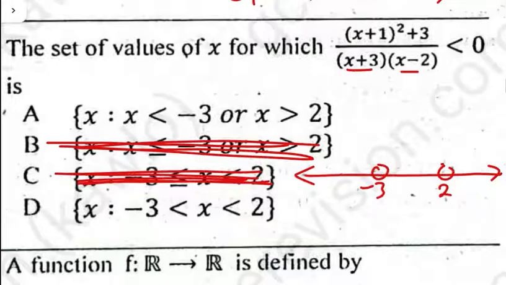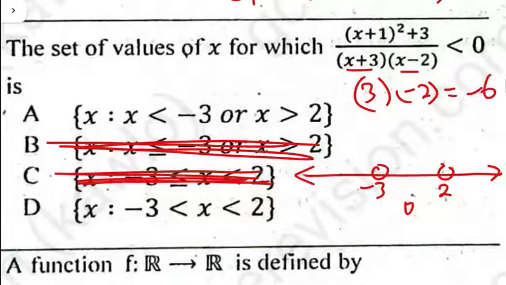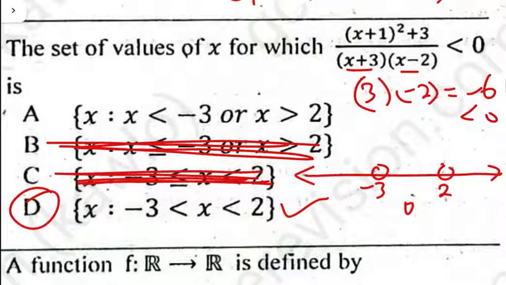So let's test. We can take 0 here, and we're going to have 3 times negative 2. What does this give us? Negative 6, which is less than 0. So the region is lying between negative 3 and 2. So D is the correct region. You can equally use tables, if you want to use tables, there's no problem.